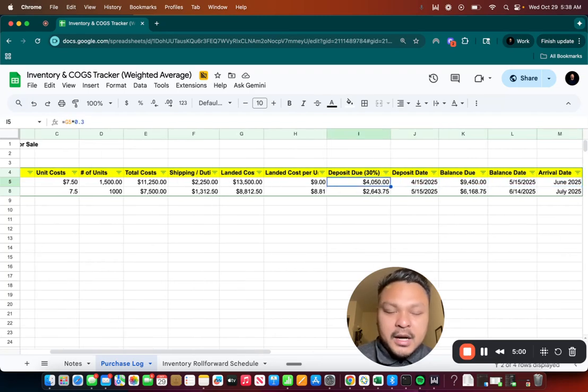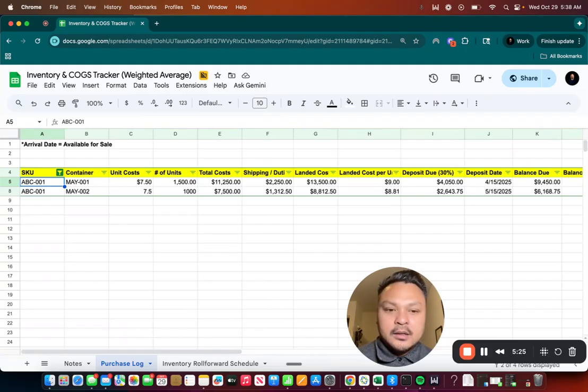You also want to track your deposits, right? The deposit date, the balance due date. This is important to give your accountant. For me personally, I love it when, well, to be honest, no one really does this, but I've probably encountered one person that actually does this. But when you're highly detailed, this really helps your accounting. And I would always err on being extremely detailed when it comes to your accounting. But anyways, your landed cost per unit comes out to $9, right?